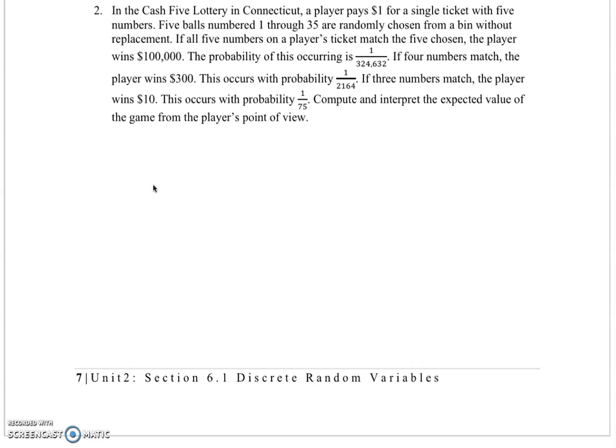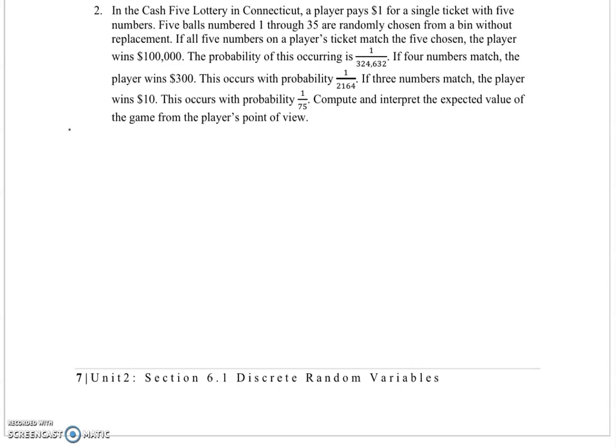The probability of this occurring is 1 over 324,632. If 4 numbers match, the player wins $300, and that occurs with a probability of 1 over 2,164. If 3 numbers match, the player wins $10, which occurs with a probability of 1 over 75. Compute and interpret the expected value of the game from the player's point of view.